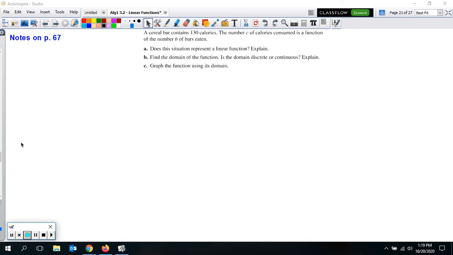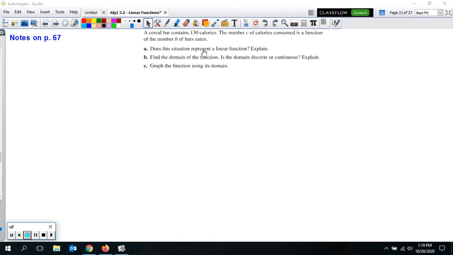Okay, now in another notes section on page 67, because you have 2 places where there's a notes section, you can put this problem on the other notes section, whichever one you didn't use. And we're talking about cereal bars here. Cereal bars contain 130 calories. The number C of calories consumed is a function of the number b of bars eaten. So you're going to eat b amount of bars, and then c is going to be the number of calories that you actually consume.